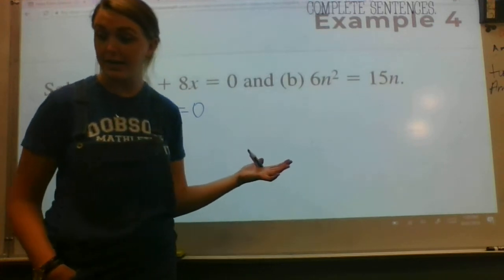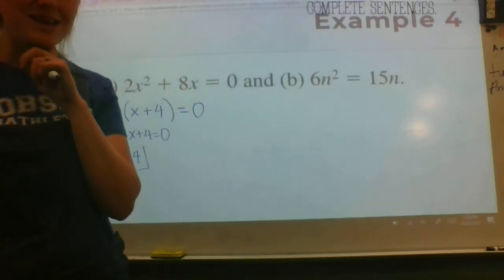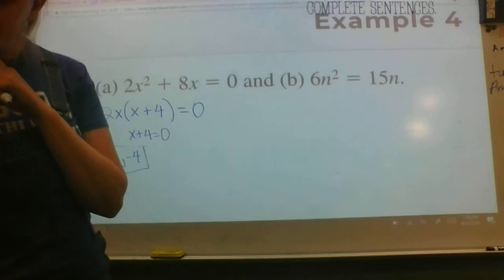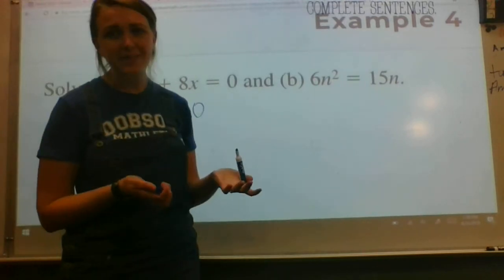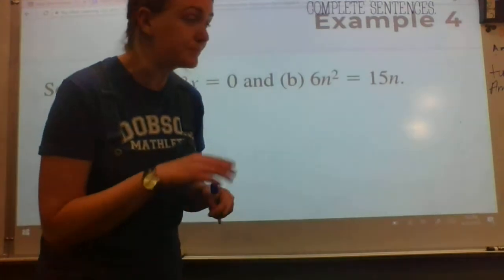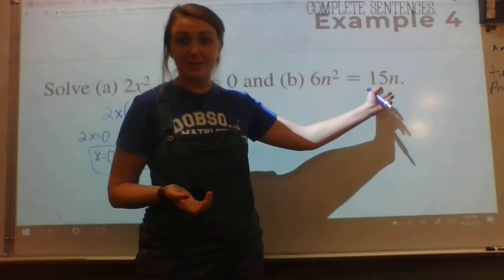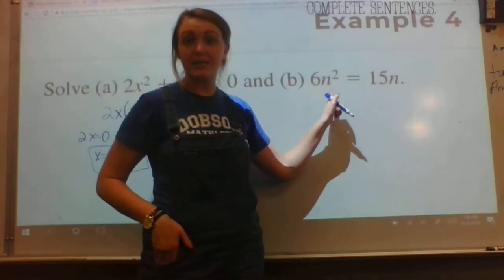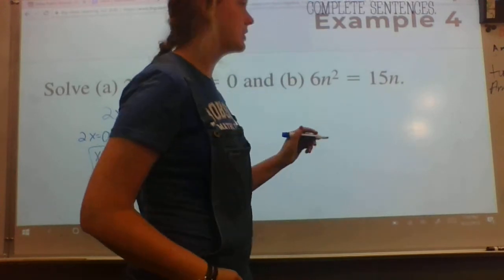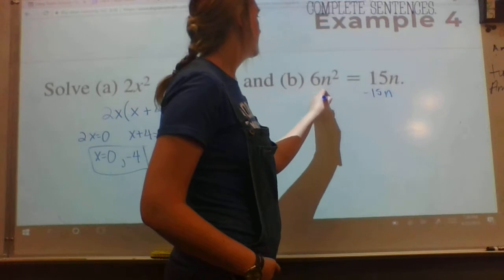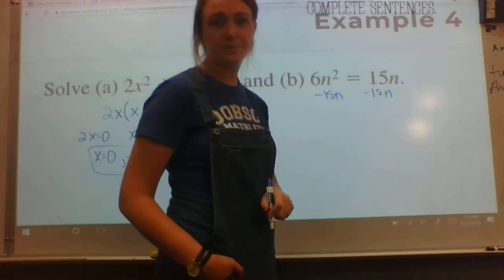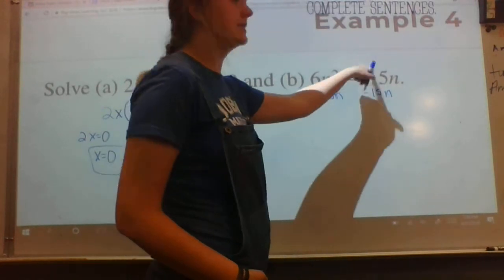This one has stuff on both sides of the equal sign. We haven't had to deal with that yet. We've always been making it equal 0, which is actually not that big of a deal because I can easily just make this equal 0. All I need to do is move 15n to this side. So the first thing I'm going to do on this one is subtract 15n from both sides. The reason I'm doing that is so that this side can equal 0.